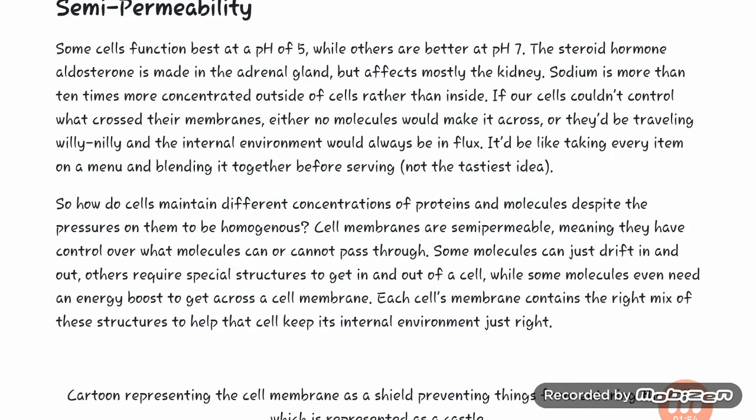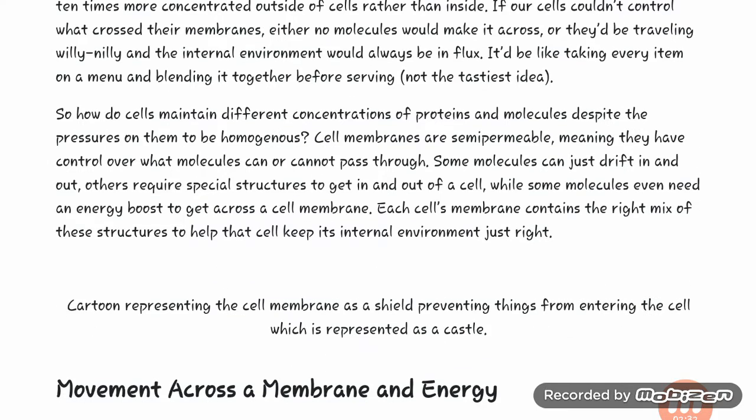So, how do cells maintain different concentrations of proteins and molecules despite the pressure on them to be homogeneous? Cell membranes are semi-permeable, meaning they have control over what molecules can or cannot pass through. Some molecules can just drift in and out. Others require special structures to get in and out of a cell, while some molecules even need an energy boost to get across a cell membrane. Each cell membrane contains the right mix of these structures to help that cell keep its internal environment just right.